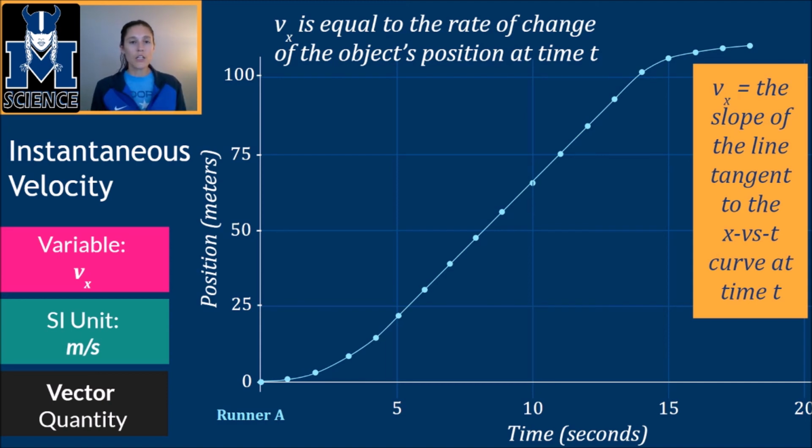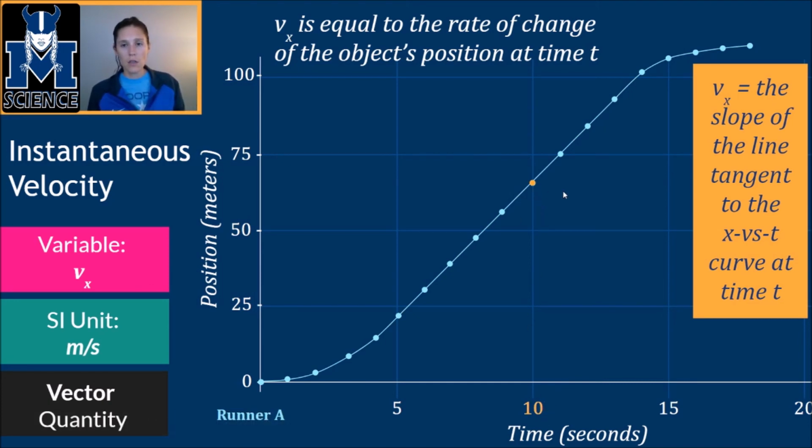The line tangent to a curve, you may remember from geometry, is a line that just touches the curve. So here we're talking about points on this line that are curved. It would be a line that just touches the curve and runs through two infinitesimally close points on that line.